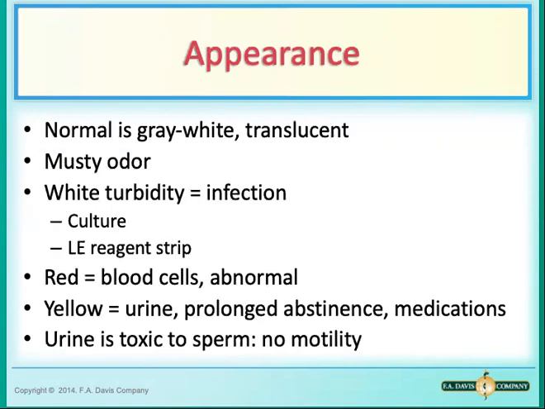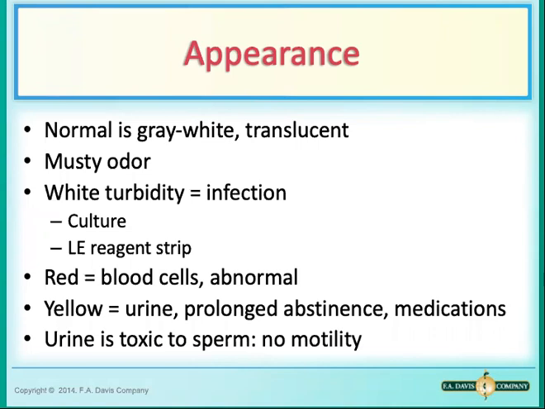Okay, so let's start with the appearance of the sperm. Normal semen typically has a grayish white color. It appears translucent and it typically has a musty odor. When the sperm count or the sperm concentration is low, the semen appears to be almost clear. If you ever see a semen sample that is very white and turbid looking, that may indicate the presence of white blood cells, and that could also indicate the presence of infection within the reproductive tract.